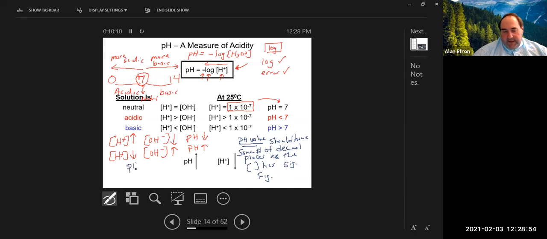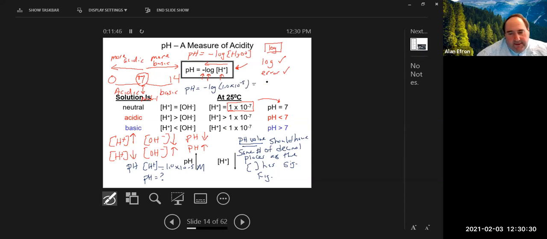What is the pH if the solution has an H plus concentration of 1.0 times 10 to the minus 5 molar? So take a second, calculate that, and think about how the proper pH should be reported. pH equals minus the log of 1.0 times 10 to the minus 5.